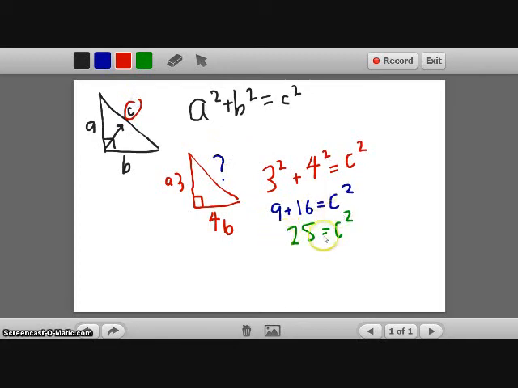Also, last unit you learned how to get rid of the squared, and in order to get rid of the square symbol, you have to take the square root of both sides. The square root of 25 is 5, and the square root of c squared is c. Therefore, my missing side length is 5.